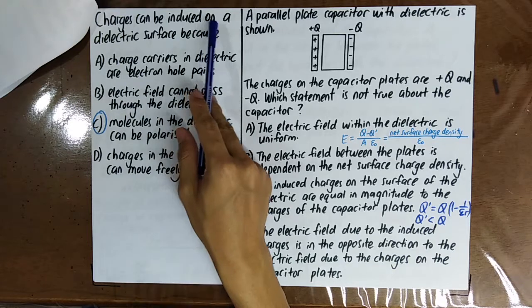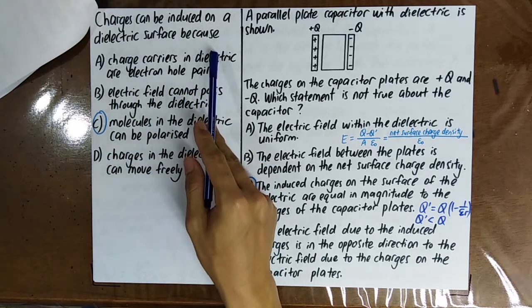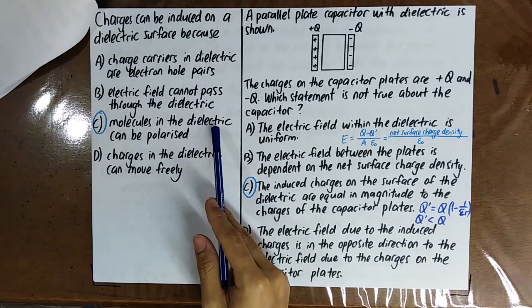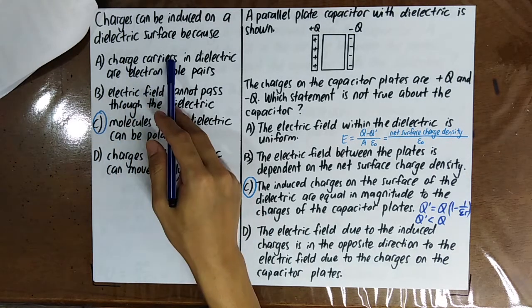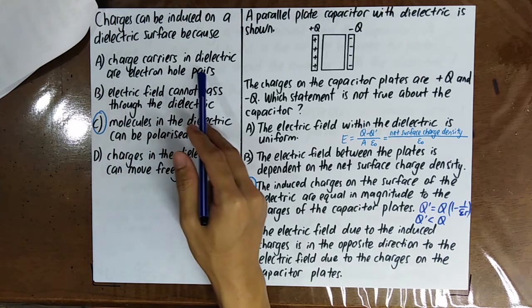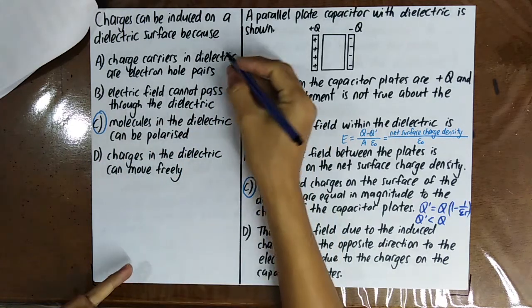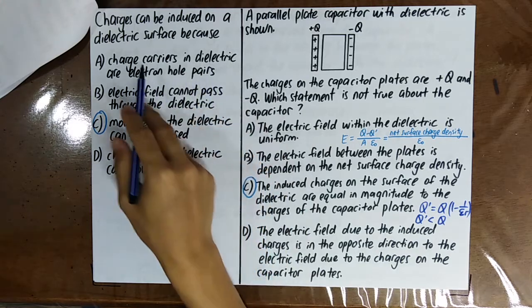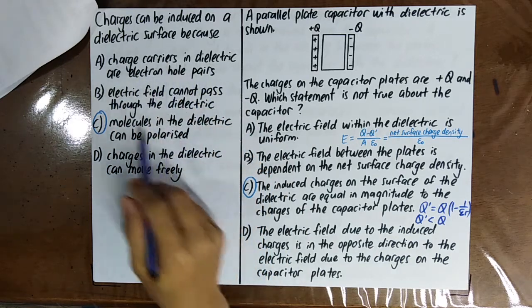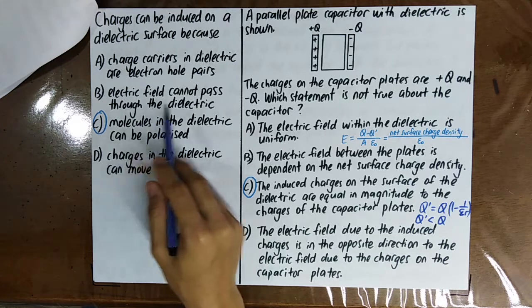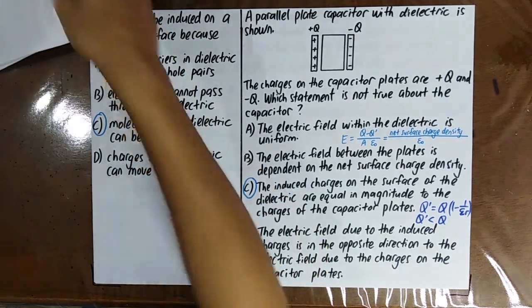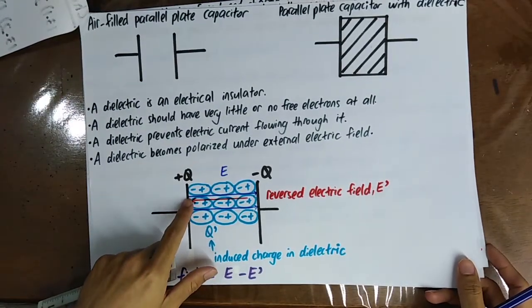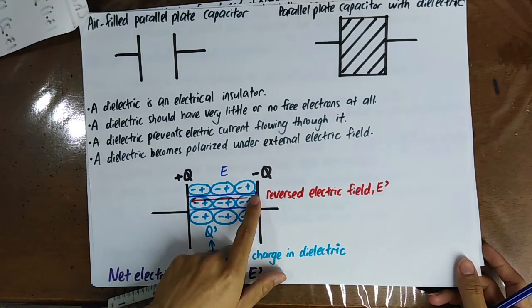Charges can be induced on a dielectric surface because the molecules in a dielectric can be polarized. Alright. Charge carriers in dielectric are electron-hole pairs? No, dielectric should be an insulator, so there should be no charge carriers. Electric field cannot pass through the dielectric? No, the electric field can pass through the dielectric. Okay? The electric field can pass through the dielectric.